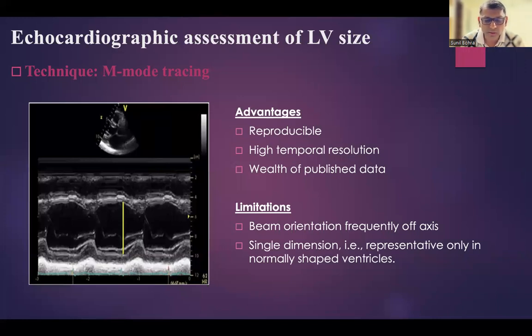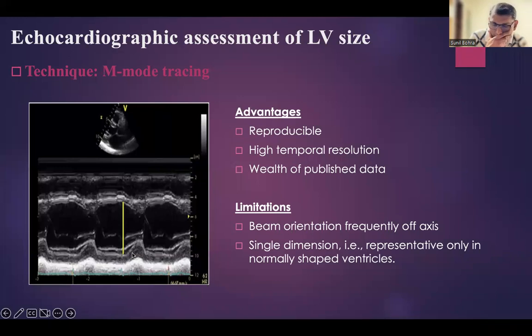But the limitation is that the beam orientation frequently becomes off axis if your alignment is not correct, if you have not taken the parasternal long axis correctly. Then you can cut tangentially, and if you cut tangentially, the measurements are skewed. And mind you, this is only a single dimension, and it is representative only in a normally shaped ventricle. Suppose your apical segments are not contracting well, or the LV is not bullet shaped, if it is globular, then this doesn't hold good.